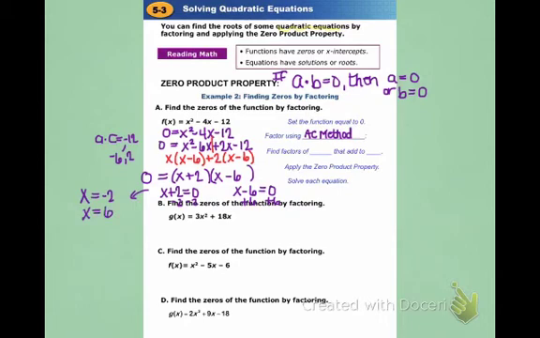If I were to take both of those values and one at a time substitute them back into that original equation, we would see that it would give us an output of 0, which means those are the two solutions. So let's go ahead and take a look at another one.